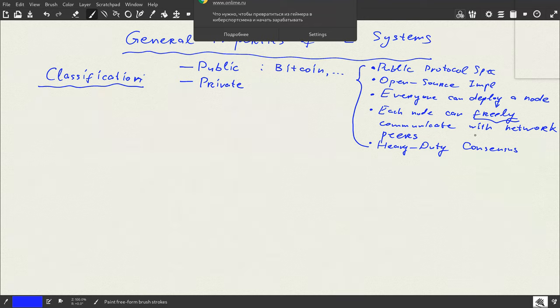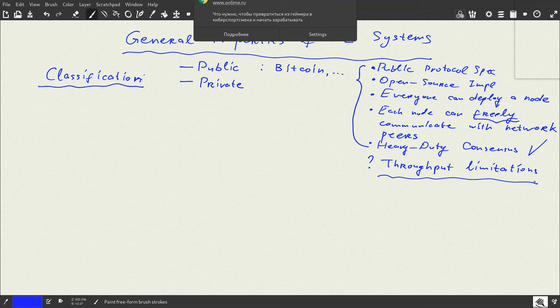So heavy duty consensus is required in this case, which unfortunately limits the overall throughput of those public blockchains. So we must say that there are possibly throughput limitations. And that's why designing a public blockchain, which at the same time allows for high throughput, is a very, very challenging exercise. Bitcoin is definitely not one of them. Yet it works and it remains the number one cryptocurrency nowadays.